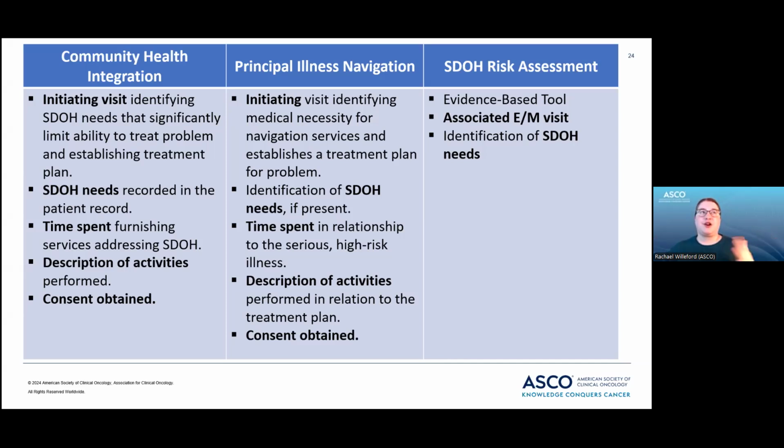Both the community health integration and principal illness navigation require advanced informed consent, which we'll talk about in the next slide. Now, that last category, the social determinants of health risk assessment, requires a lot less documentation. However, there is some documentation required. First, the assessment must use an evidence-based tool to evaluate social determinants of health, like we talked about. It may be performed on or before an associated visit, such as an E&M, annual wellness visit, or even transitional care management. Lastly, identified social determinants of health may be documented with the Z codes.